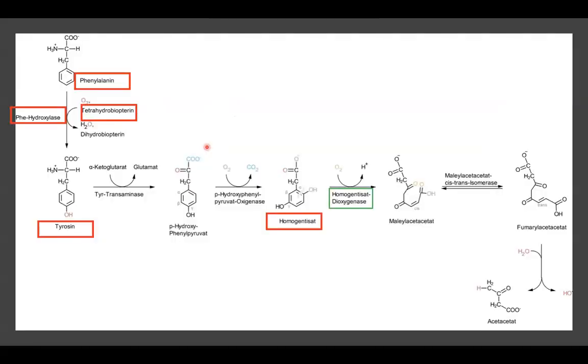Okay, all right, so here we're looking at the tyrosine metabolic pathway. Tyrosine is converted first into hydroxyphenylpyruvate, and then it's converted into homogentisic acid. And a deficiency of this enzyme.